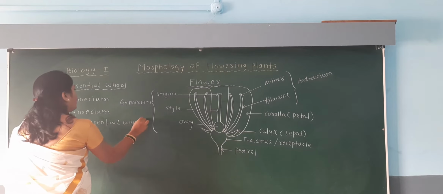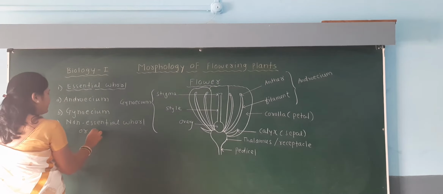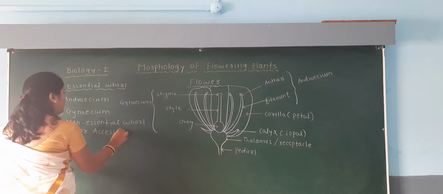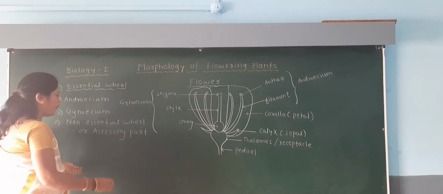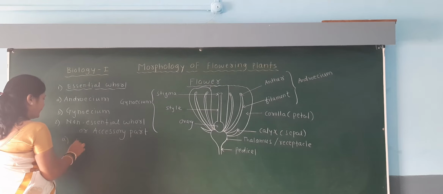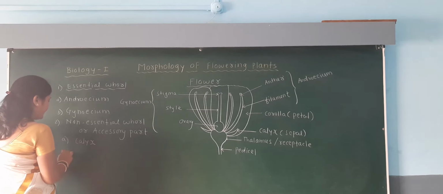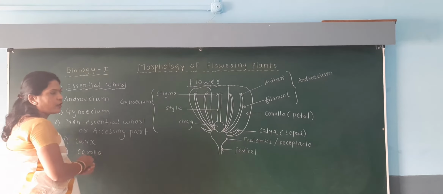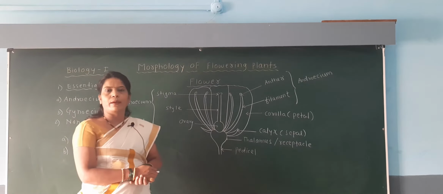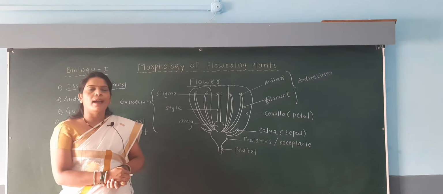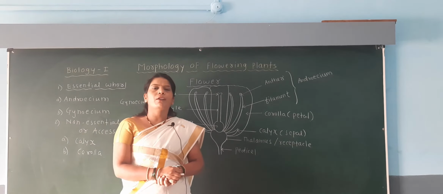While another part of the flower is called the non-essential whorl or accessory part of the flower, and it includes calyx and the corolla. You can observe in the diagram where the calyx is labeled and where the corolla is labeled. So this calyx and corolla are the accessory parts of the flower.